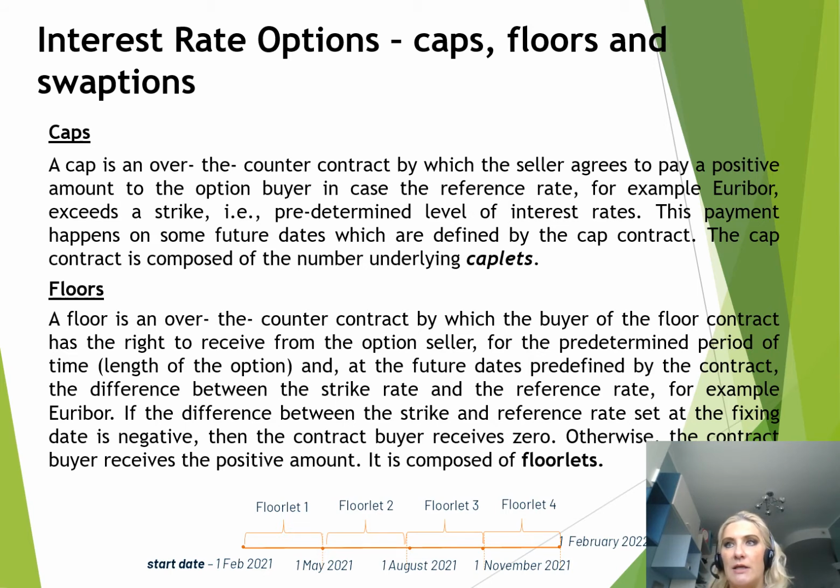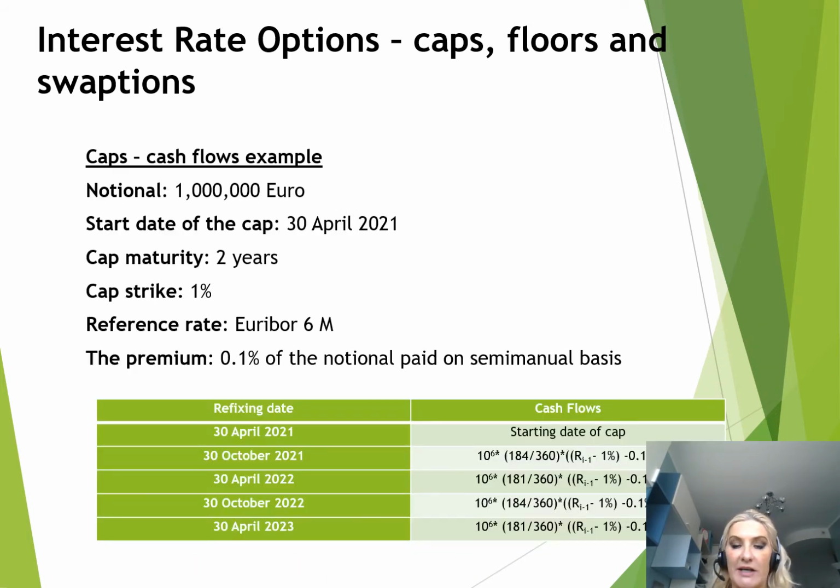If the option is in the money, then obviously you will have to pay the difference between the reference rate and the strike. But in case the option is out of the money and it's alive, you will get the stream of premium on the option, because if you are selling, you are getting the premium. So let's have a look at how it's constructed exactly.